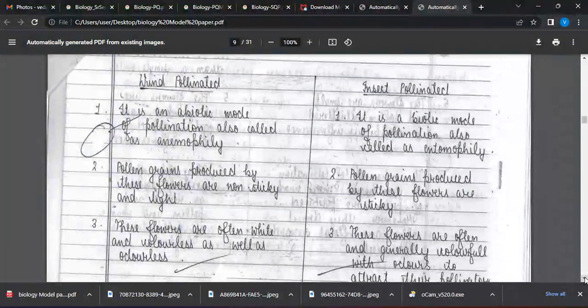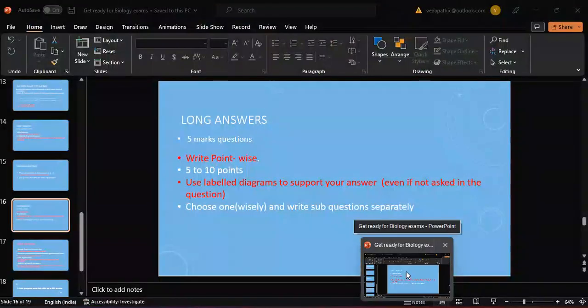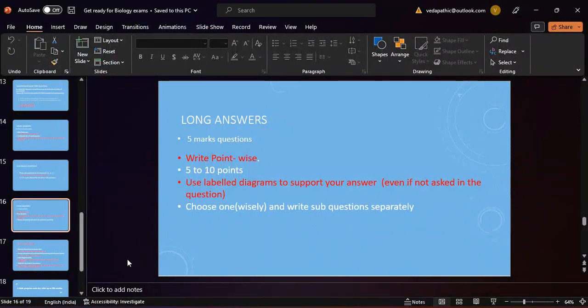When such a comparison is asked, you can see how 2 columns are made and the point-wise answers are written here. So this is how you can actually impress the examiner or evaluator by writing or presenting your answers correctly.